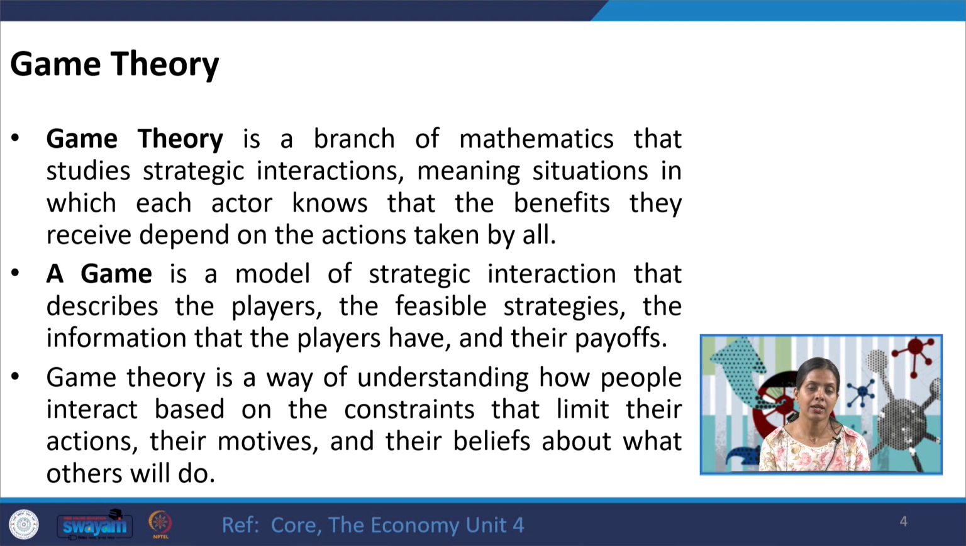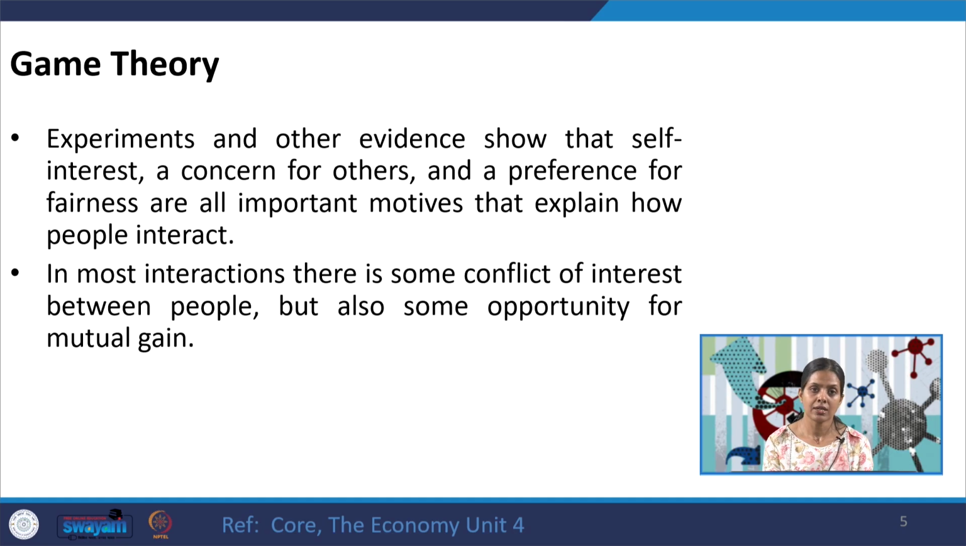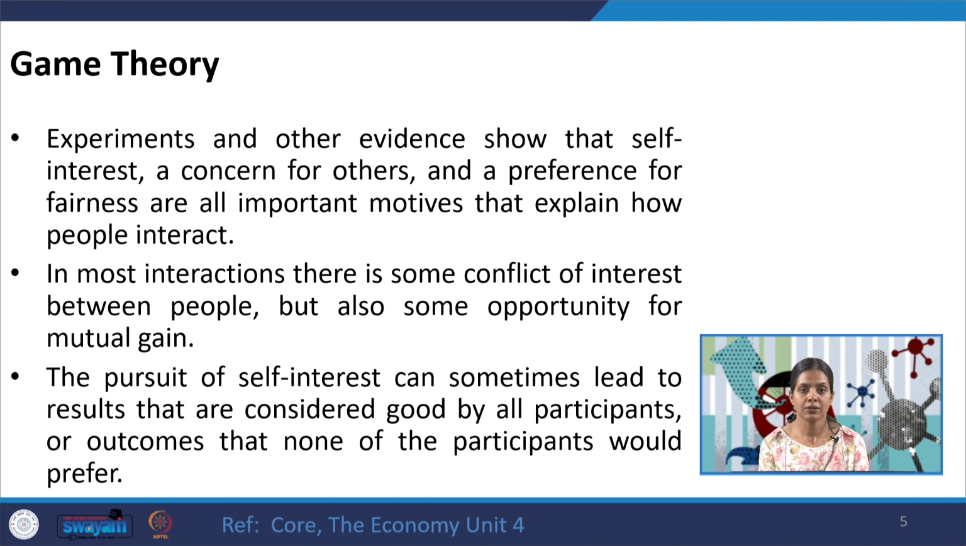Game theory is a way of understanding how people interact based on the constraints that limit their actions, their motives, and their beliefs about what others will do. Experiments and other evidence show that self-interest, a concern for others, and a preference for fairness are all important motives that explain how people interact. In most interactions, there is some conflict of interest between people, but also some opportunity for mutual gains. The pursuit of self-interest can sometimes lead to results that are considered good by all participants, or outcomes that none of the participants would prefer.